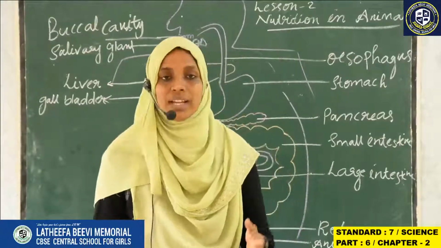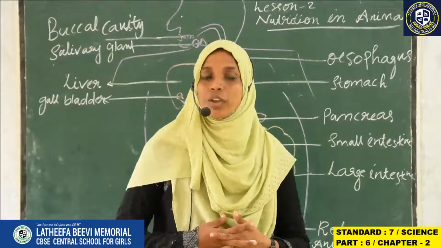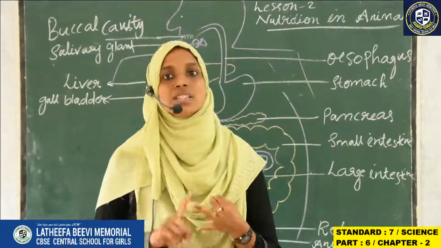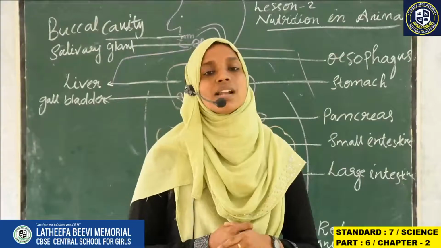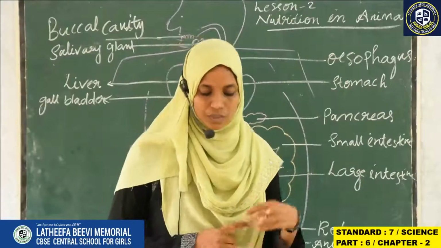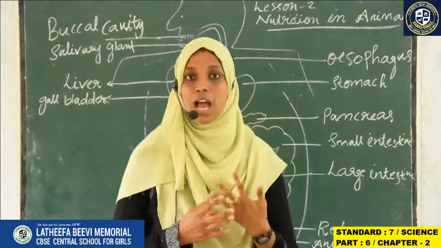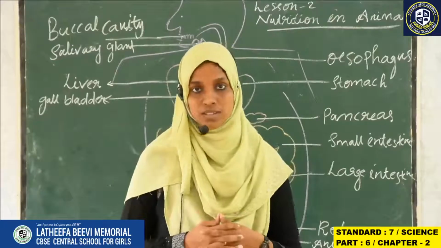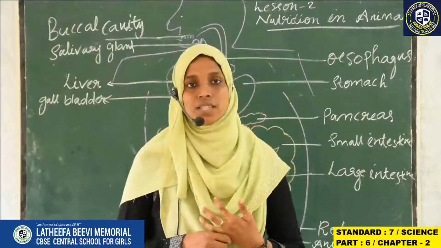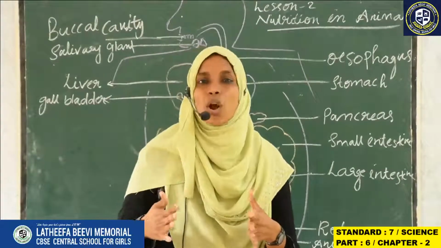So what are the components of food? We already discussed that. Carbohydrates, proteins, fats, vitamins and minerals are the components of food. Components of food such as carbohydrates are complex substances, so they cannot be broken down very easily.